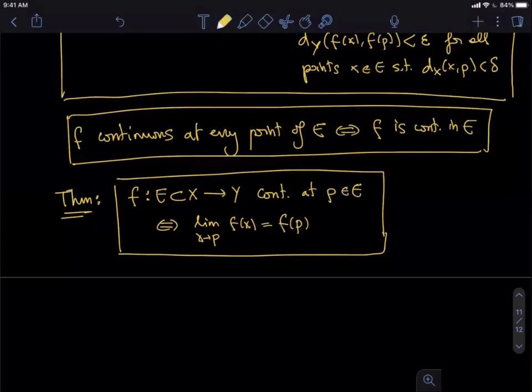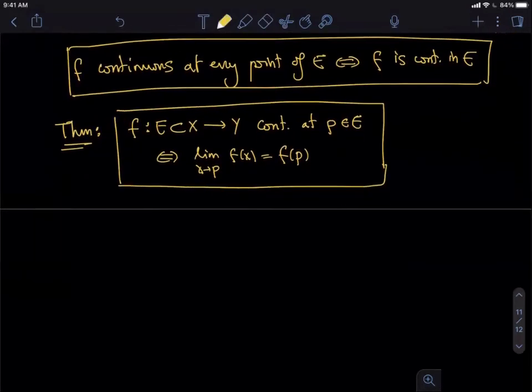And one more property that is very important is that composition of continuous functions is continuous. Okay, so here let's say we have three spaces, X, Y, and Z, metric spaces, all of them, and we have two functions. Let's say we have f going from some E in X to Y, and then we have some g that is going from Y to Z.